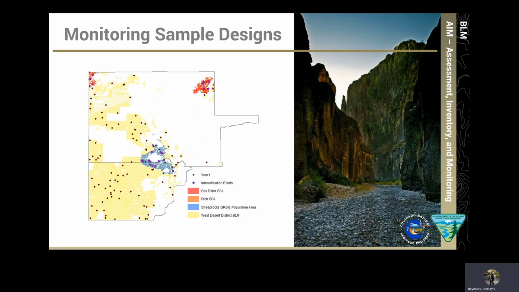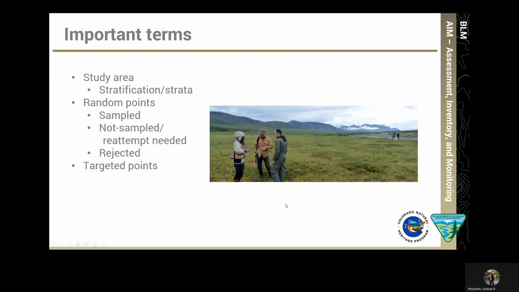Sample designs cover how we go from a landscape of resources of interest to data and information about those resources to help inform land management. Important terms in this presentation include the study area, stratification and strata within a given study area, random points, including their fate: sampled, not sampled, reattempt needed or rejected, and targeted points, and the important differences between randomly selected and targeted points and how they can complement each other in a monitoring sample design.